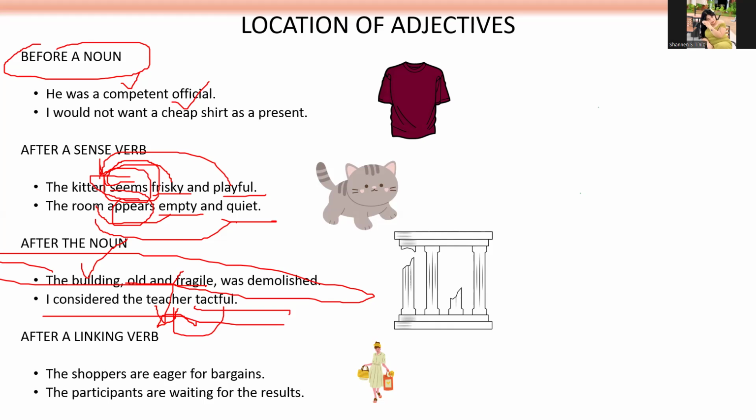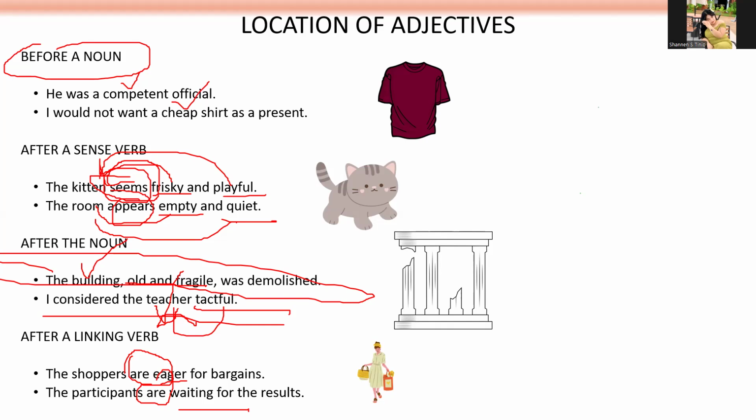The linking verb is "are." That's what I'm saying, okay? The shoppers are eager for bargains. The participants are waiting for the results. Ang verb natin ay eager tsaka waiting. Pero meron tayong tinatawag na linking verb. Because apparently, there are verbs that are used as adjectives.